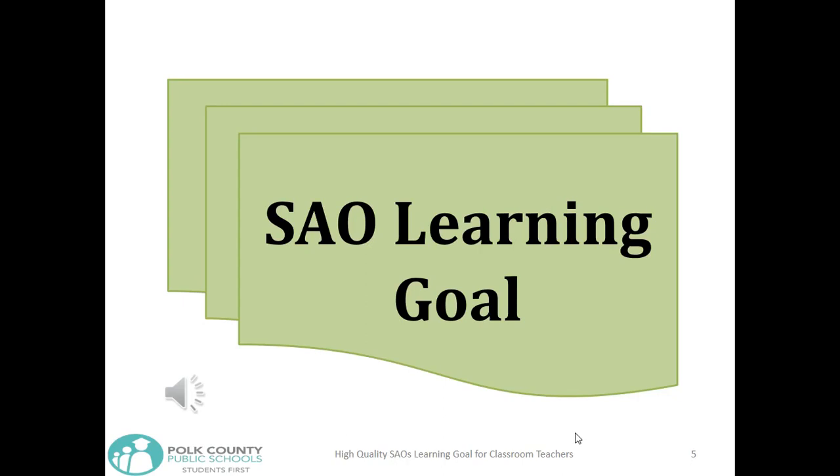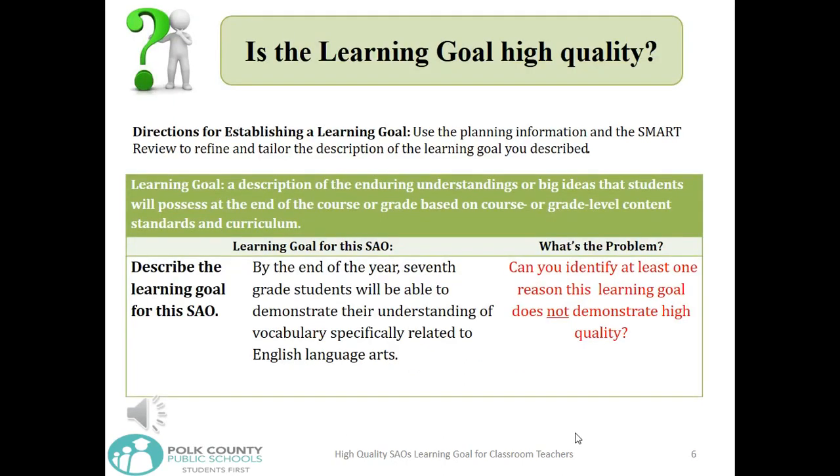Let's look at an SAO learning goal to determine its quality. The learning goal states, by the end of the year, 7th grade students will be able to demonstrate their understanding of vocabulary specifically related to English language arts. Based on the way this learning goal is written, there are several reasons that it does not demonstrate high quality. Can you identify at least one of the reasons?